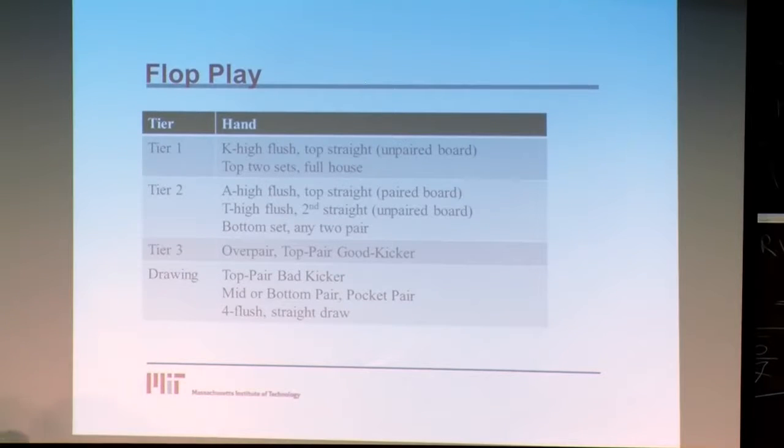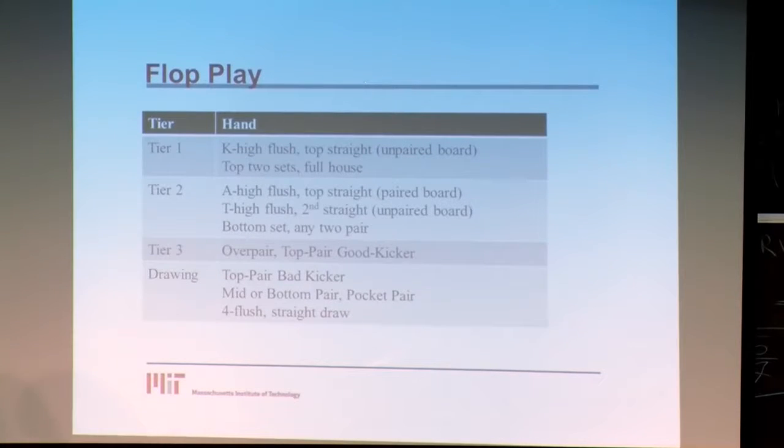This tier 1 is a king high flush. I'm giving you a little bit of leeway there where you don't need to have literally the ace high flush, but if you have the king high flush, you can go broke for 30M. In addition, the literal top straight. So if the board is 4, 5, 6 and you have 7, 8, you can consider that tier 1. And this is only going to be relevant on an unpaired board.